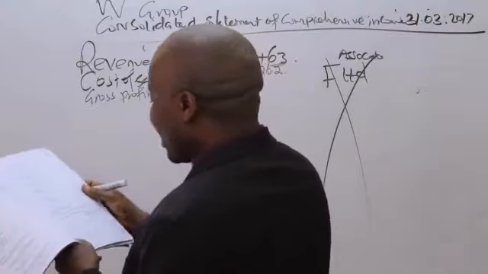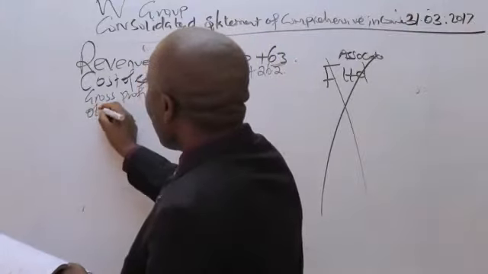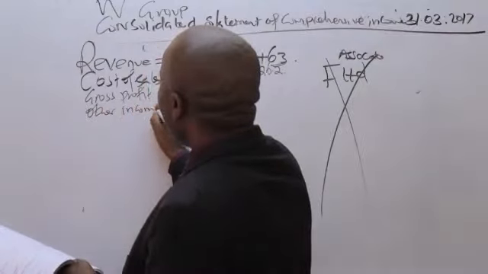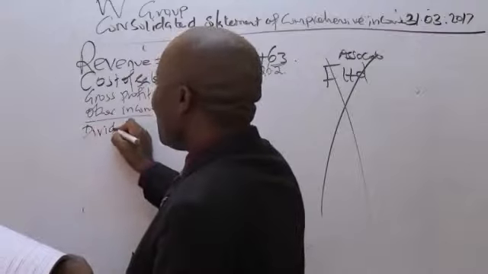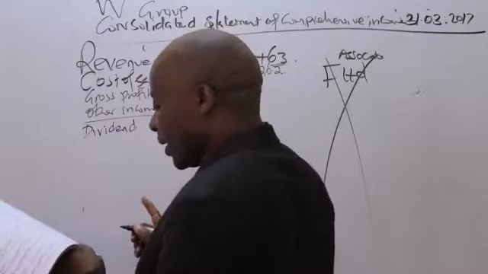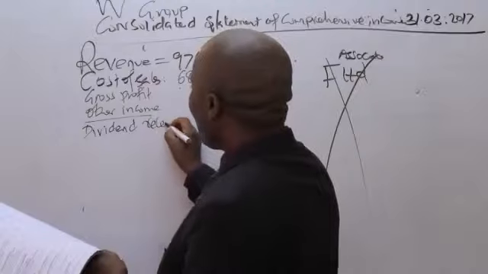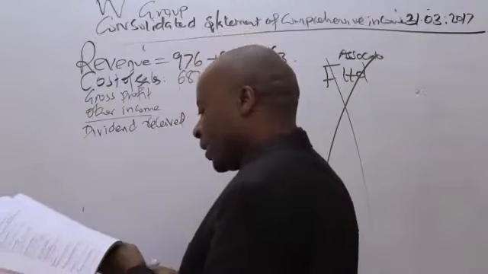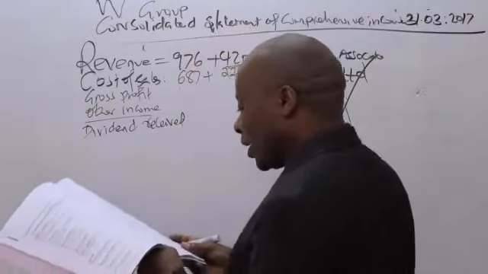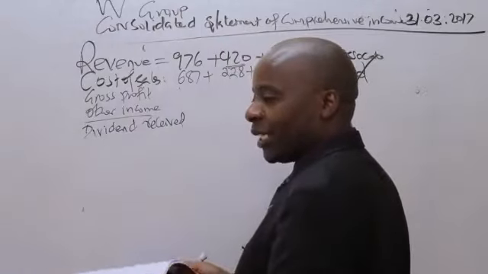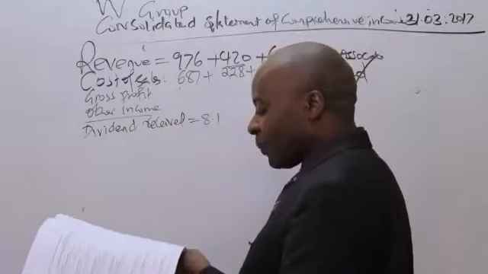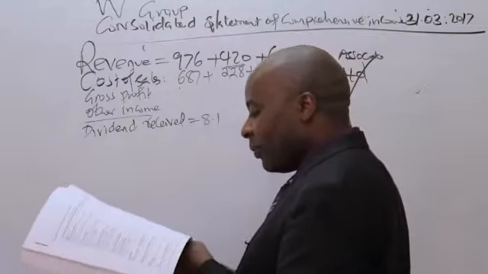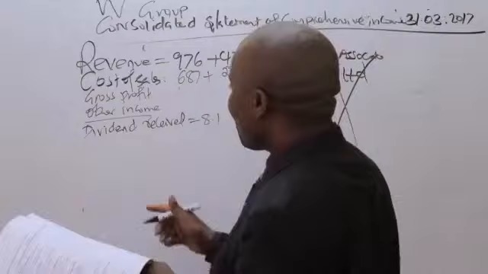So the next one is other income. If you look at the other income, I can see dividend received. So I'll come and just write there, even without reading much, dividend received. So for dividend received, what do I have? I would want to consolidate. Dividend received is 8.1. After 8.1, I'll be able to get there the operating expenses.